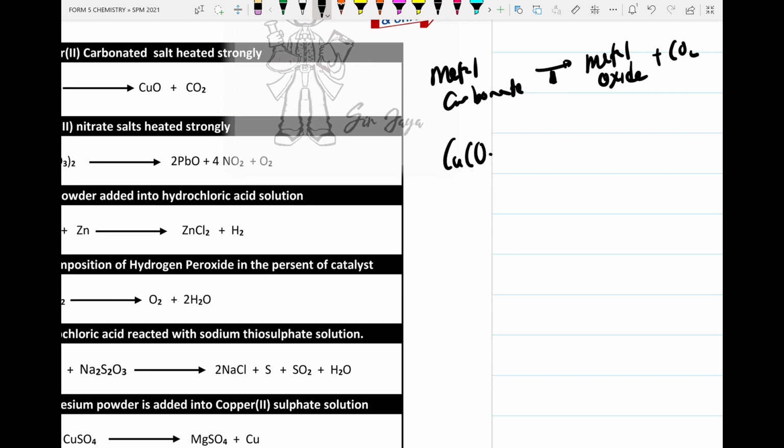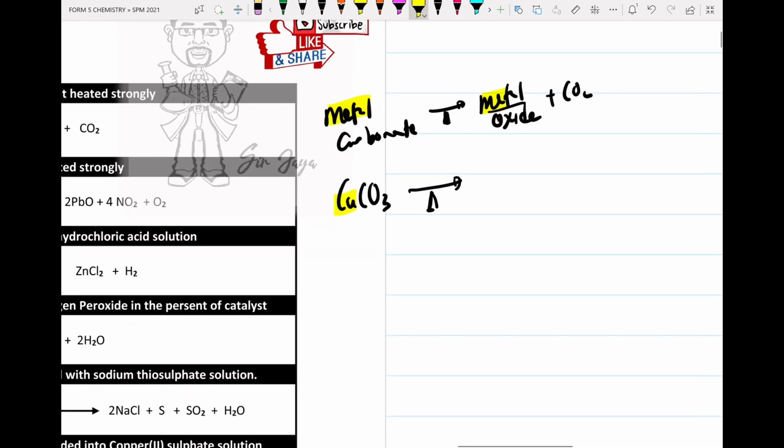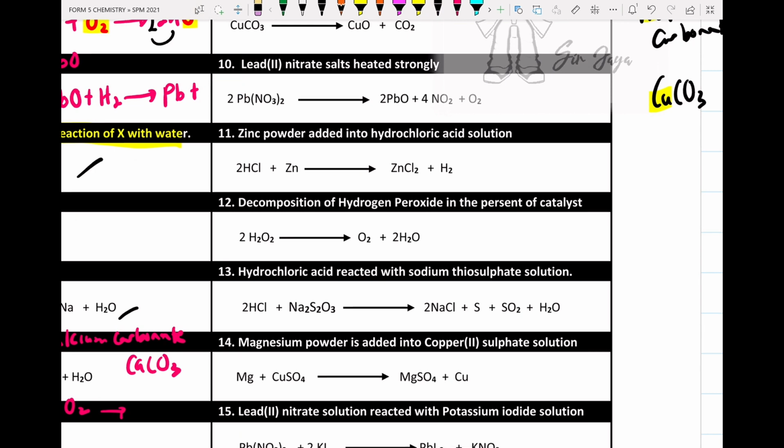So when copper 2 carbonate, which is green color stone or green color powder, is heated, we will get the metal present here is copper. The metal ion that is present here is copper 2 ion. So change here with this one, so we will get copper 2 oxide plus carbon dioxide. All right, so we go for next one is metal nitrate.